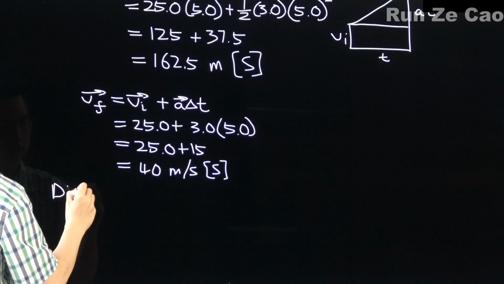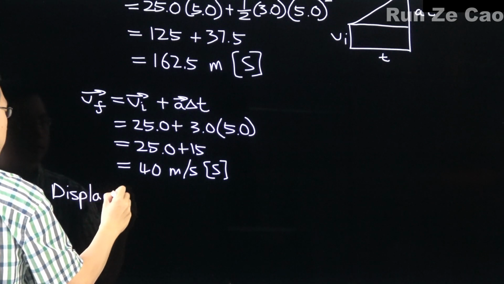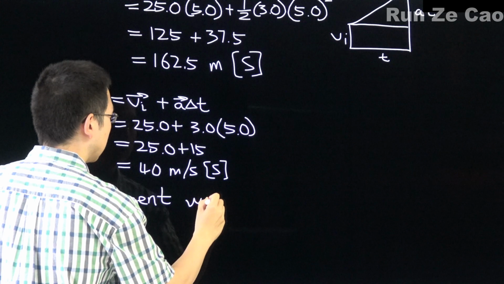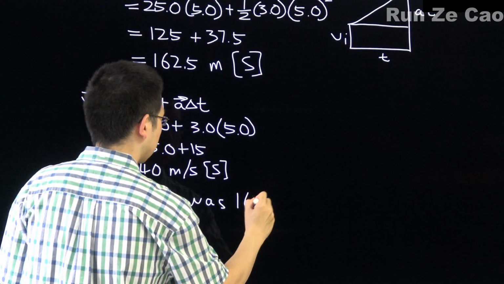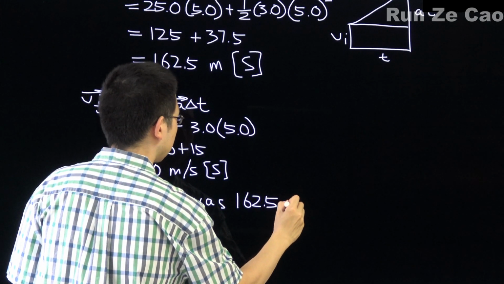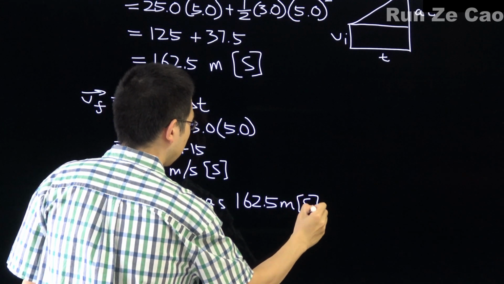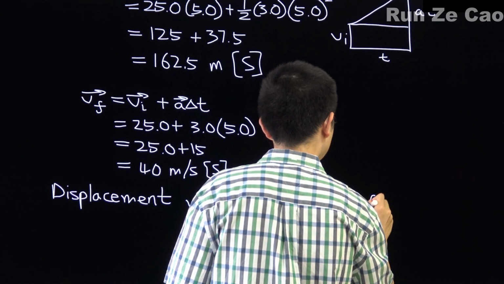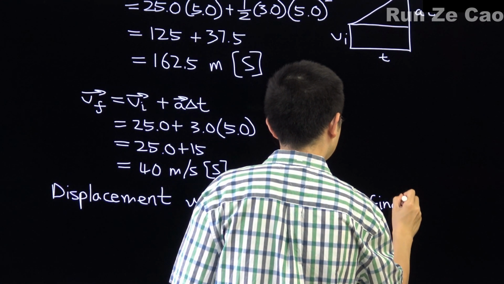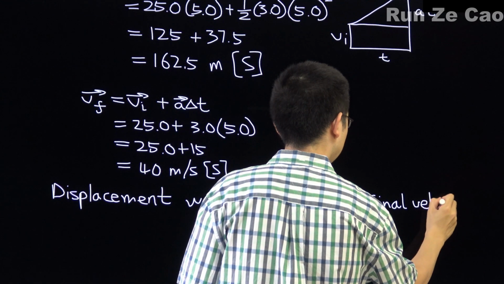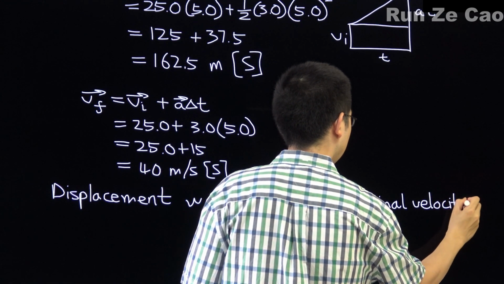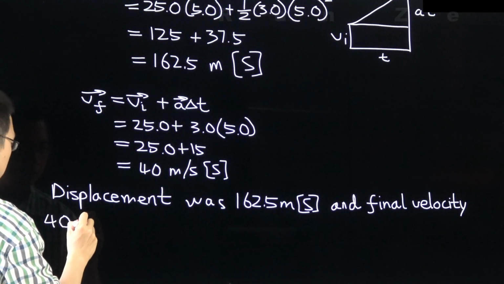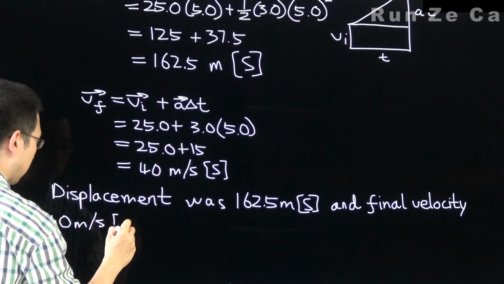We say that displacement was 162.5 meters south, and final velocity was 40 meters per second south.